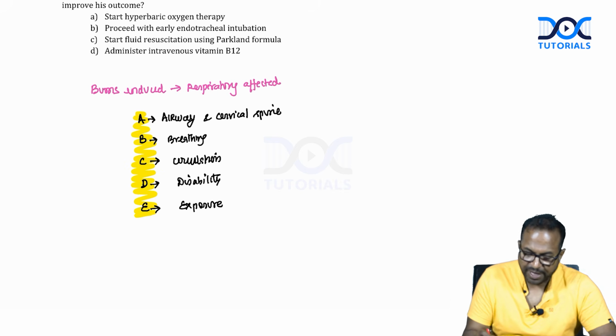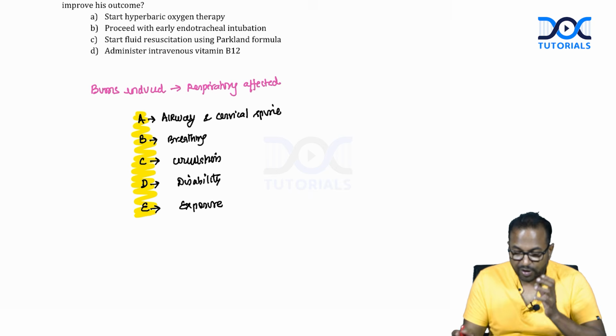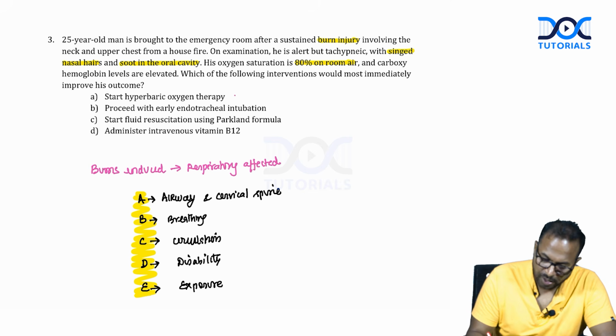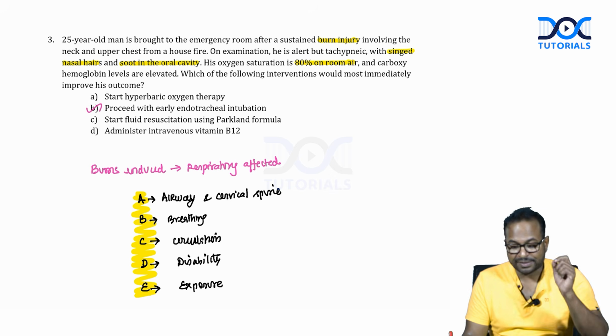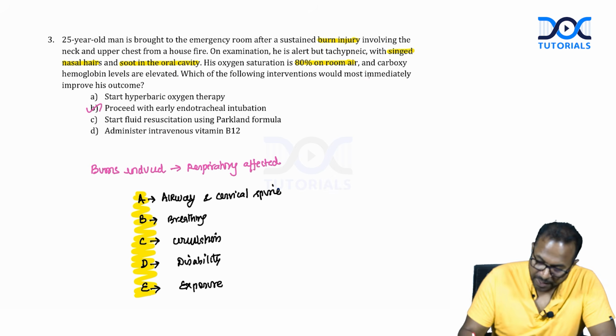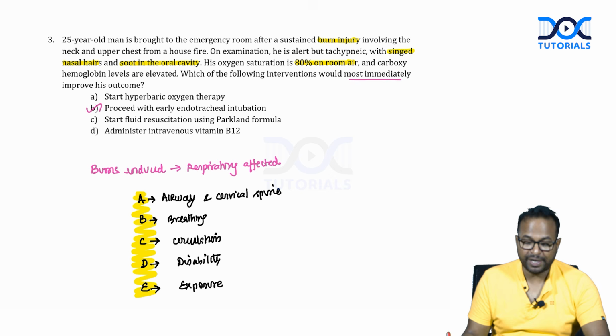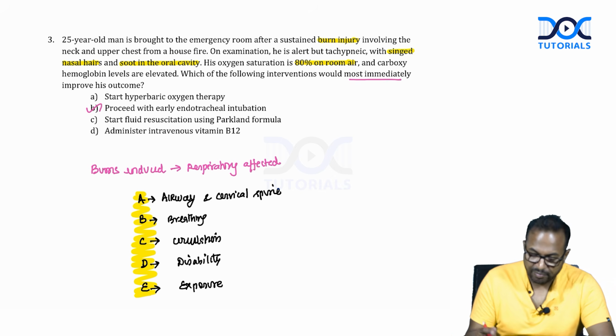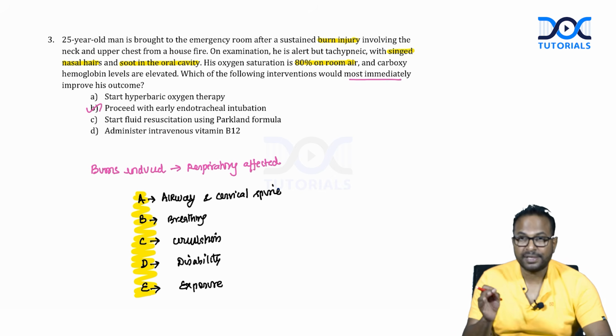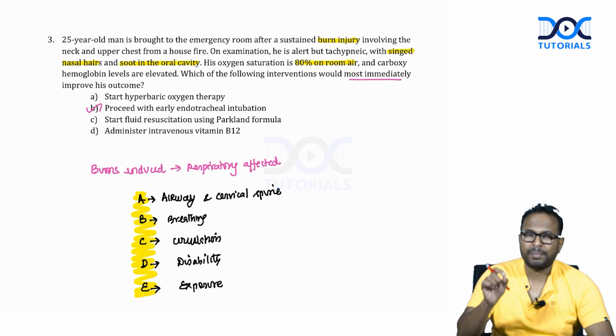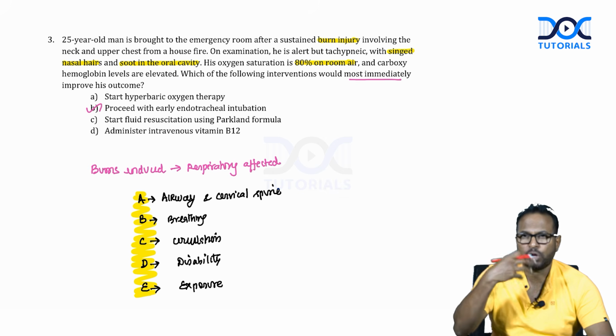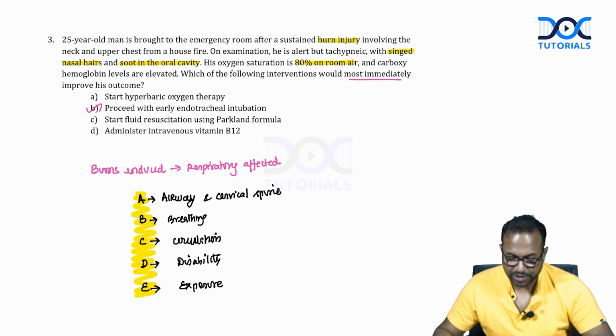So this patient is having airway compromise. So what should I do? As early as possible, oxygen therapy will be started, but proceed with endotracheal intubation as early as possible. That is the most immediate step. Intubate him immediately. Fluid resuscitation and all will be done later. First thing is airway. If there is an airway compromise, without wasting a minute, put a tube and give oxygen through the tube. That is the answer for this question on trauma.